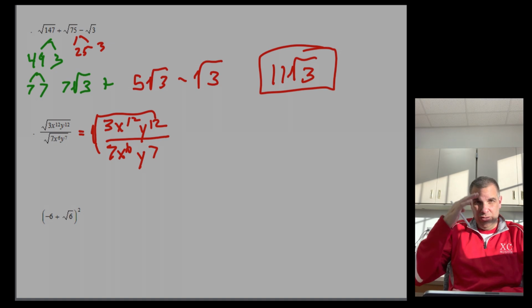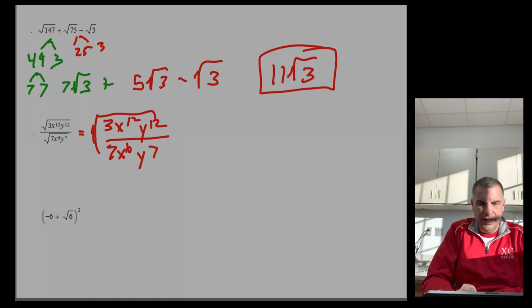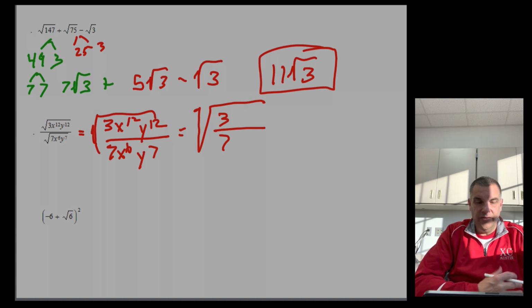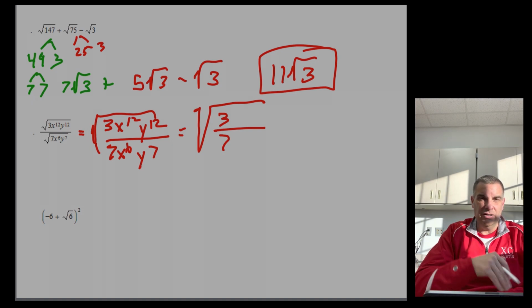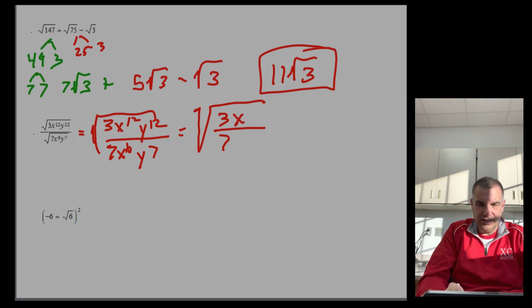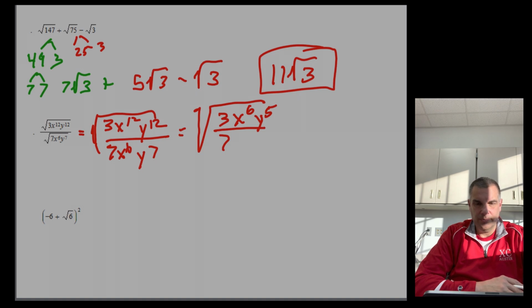Now we can reduce our x's and we can reduce our y's. So number-wise, we still got the 3 and the 7. Variable-wise, 12 is bigger than 6, so 12 minus 6 is 6. So that means I'm going to have x to the 6th in the numerator. And 12 is bigger than 7 for the y value, so 12 minus 7 is 5. So that's y to the 5th in the numerator.